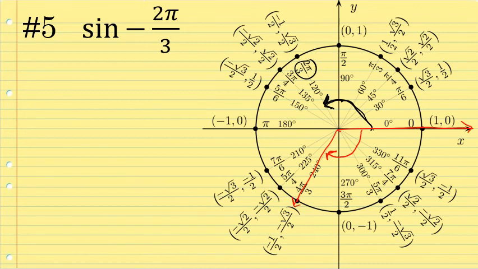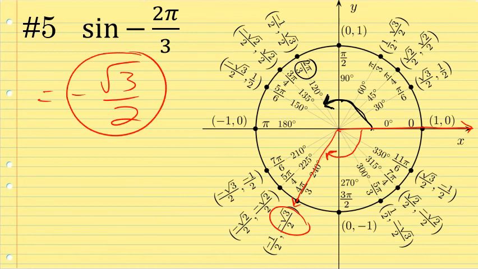The sine of this angle would be the associated y-coordinate, which in this case is -square root of 3 over 2. The sine of -2 pi over 3 radians is -square root of 3 over 2.